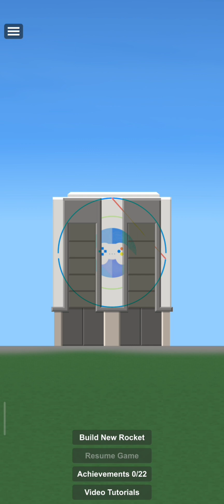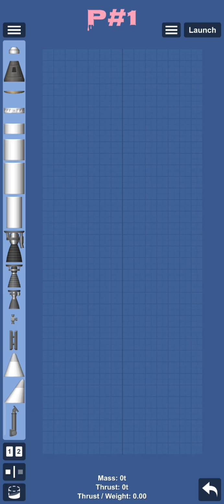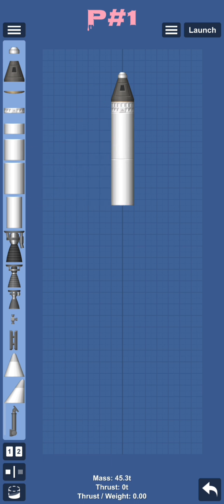Start to build the upper part. Parachute, and then capsule, heat shield, separator is very important, then fix some fuel tanks, and a Valiant engine.